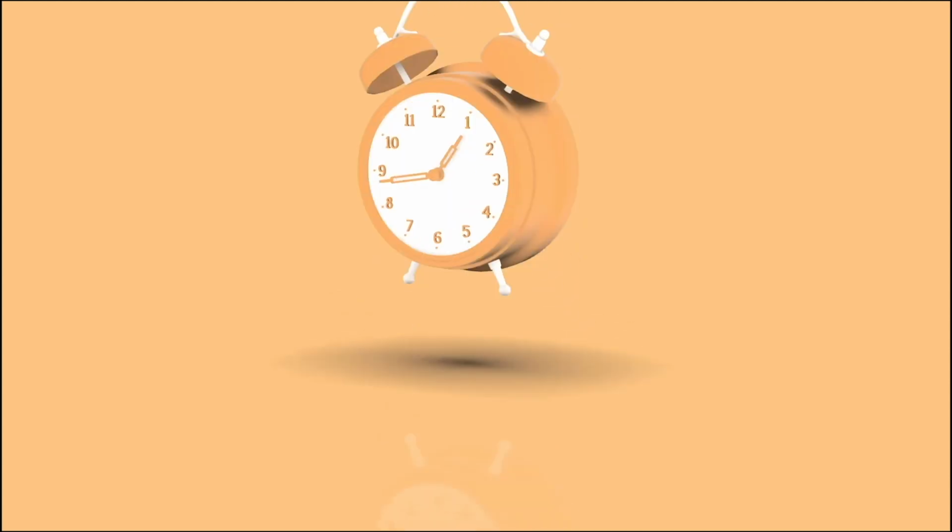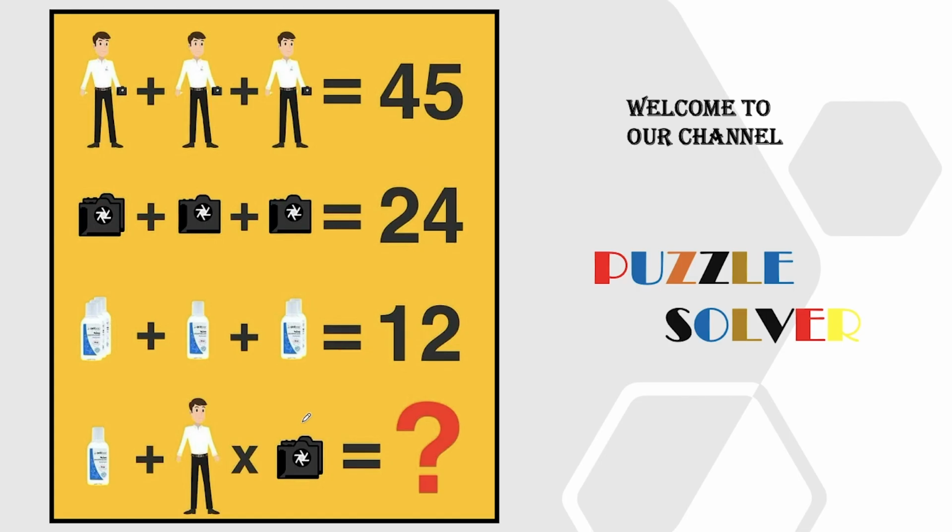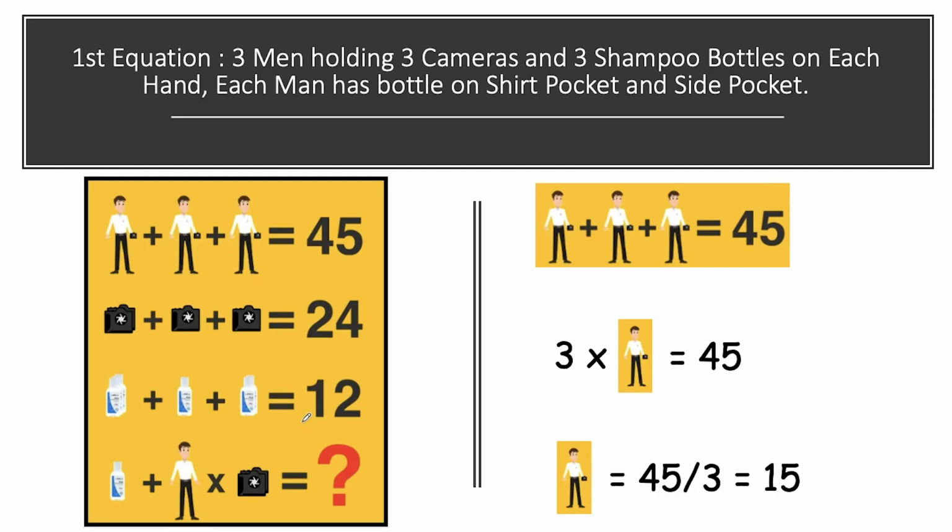Three, two, one, stop. Hope you all enjoyed solving the puzzle. Let's begin to see the correct answer. Let's jump into our first equation. The first equation has maximum hidden elements. All the images present in this first equation are the same.